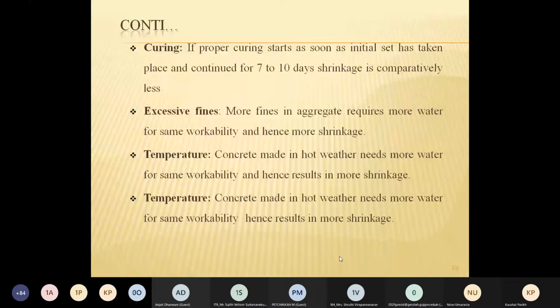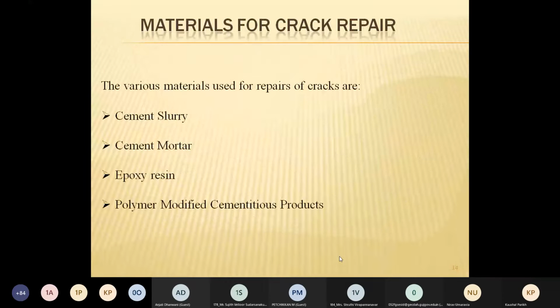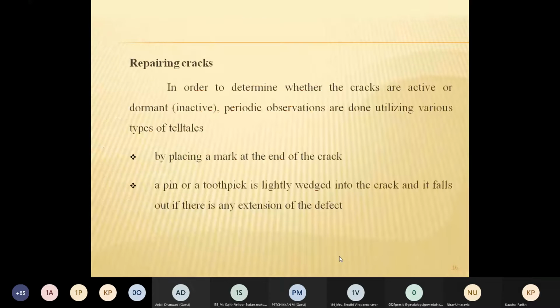Environmental effect, temperature: concrete made in hot weather needs more water for the same workability, resulting in more shrinkage. Materials used for crack repair are generally cement slurry, cement mortar, epoxy resin, or PMC products, that is, polymer modified cementitious products, which are to be used for crack repair.